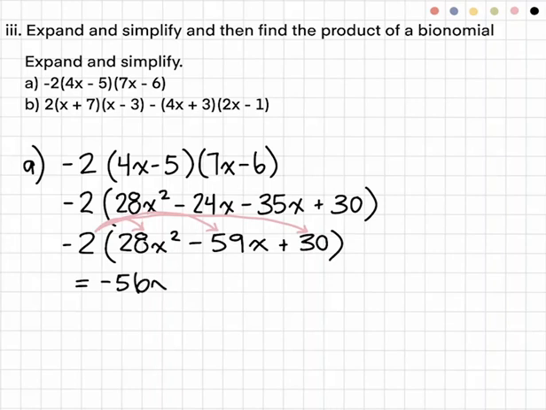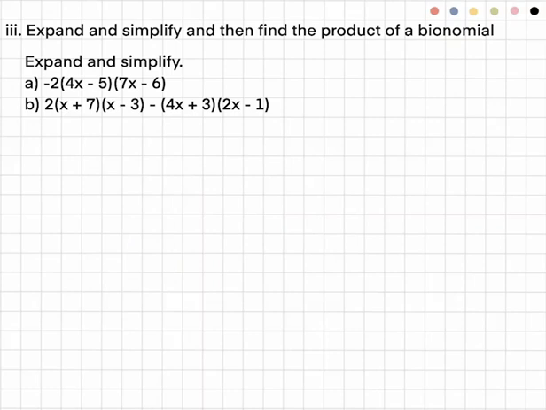Negative 56x squared. Okay, negative 2 times negative 59 is going to give me positive 118, and then we have x. And then negative 2 times positive 30 is going to give me negative 60. Okay, let's try B.